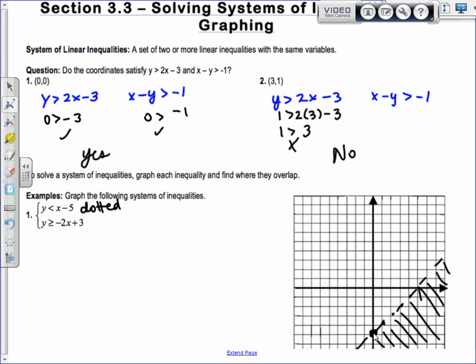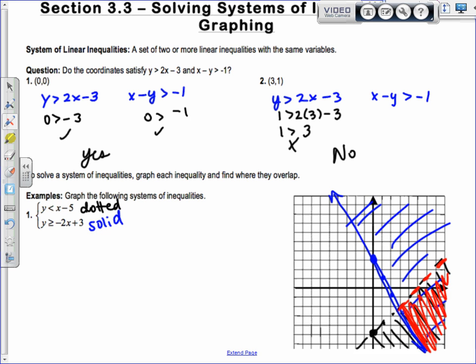Okay, the next one, y is greater than or equal to -2x plus 3. Now your y-intercept is 3. You're going to go down 2, right 1, down 2, right 1. Now it's going to be solid. We want everything greater than or equal to, so it's going to be above the line. Your final shaded region is going to be right here. Make that a little bit darker.